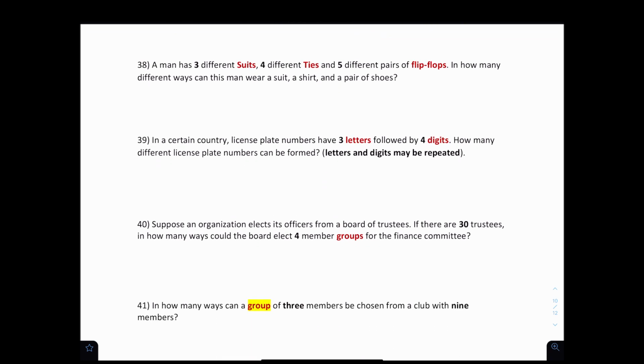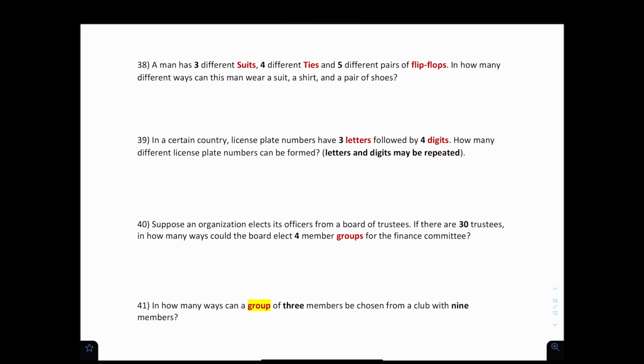Let's move on here. Number 38: a man has 3 different suits, 4 different ties, and 5 different flip-flops. How many different ways could this man wear a suit, tie, and a pair of shoes? So again, it's the simple MN rule.